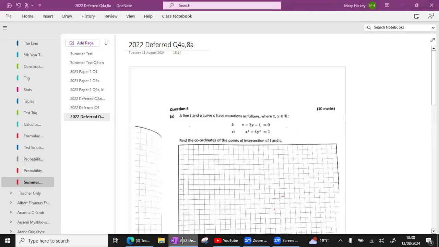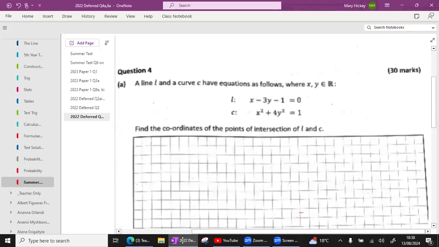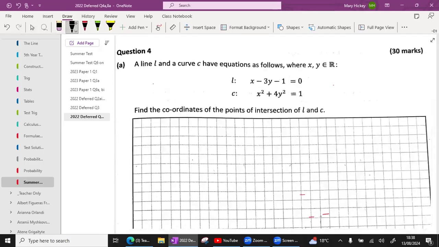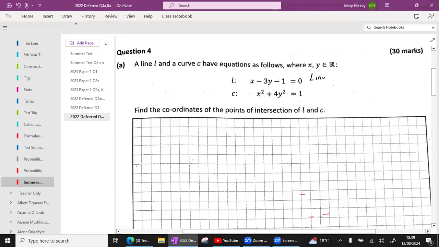Okay, 2022 deferred question 4a and 8a. So it says a line L and a curve C have equations as follows. So this one is the linear. Now, how do I know this one's linear? Well, because this one doesn't have a squared in it. So it's just X and Y and a number. This one is the non-linear. In this case, it's actually a circle. So we have a circle and a line. So that explains why there are points, plural. There's an intersection point there.